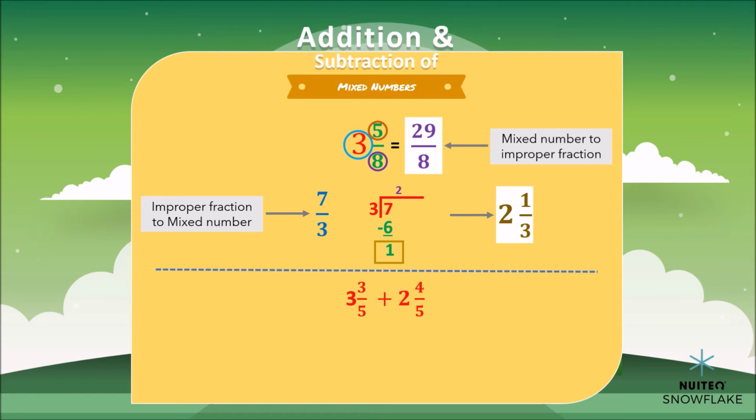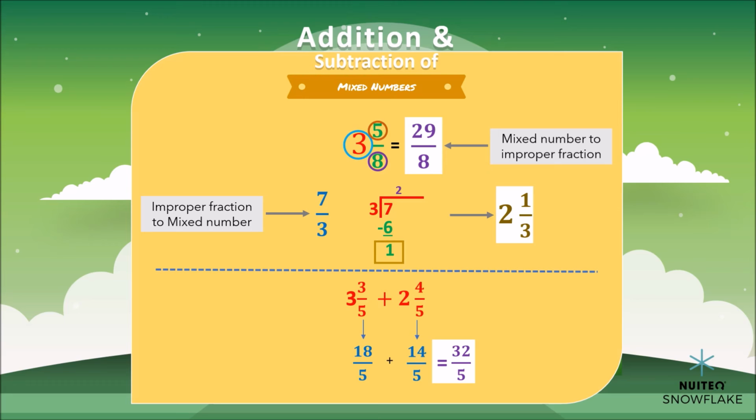For example, 3 3/5 plus 2 4/5. First, let's express these mixed numbers as improper fractions. Remember, an improper fraction is a fraction where the numerator is bigger than the denominator. Well, let's start. 3 times 5 is 15, plus 3, 18, so the improper fraction is 18/5. And 2 times 5, plus 4, is 14, so the result is 14/5. Now the result of adding 18/5 and 14/5 is 32/5.